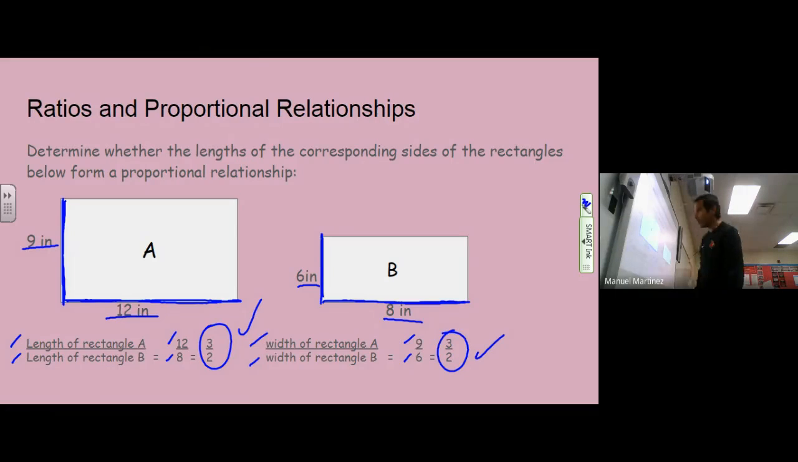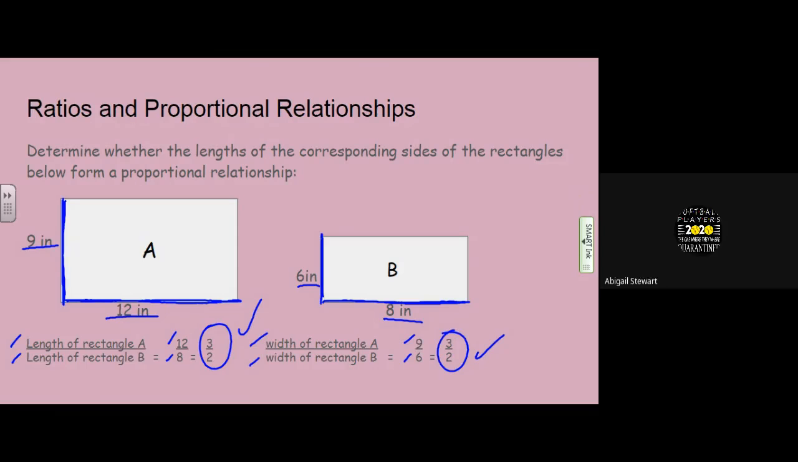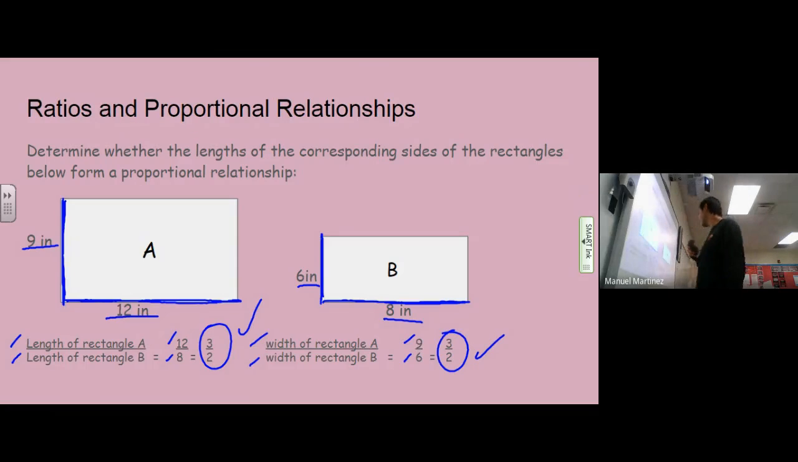Okay, so again, it means that the two figures are proportional. Do you have any questions? No, sir. No? All good? Okay.